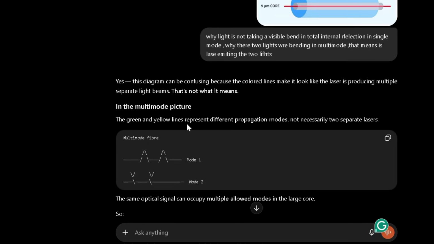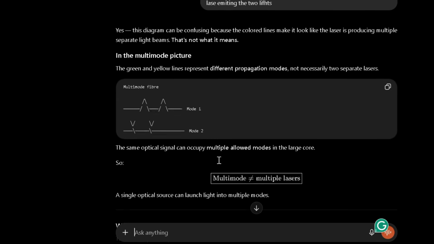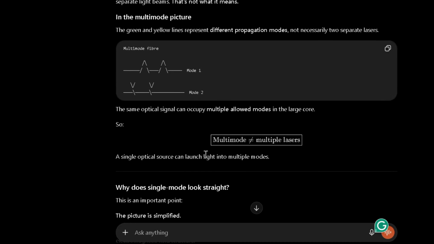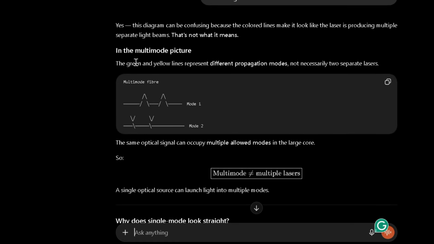In the multimode picture, the green and yellow lines represent different propagation modes, not necessarily two separate levels. Multimode fiber: yes, the same optical signal can occupy multiple allowed modes in a larger core. That does not mean multimode means multiple sources. A single optical source can launch light into multiple modes. The green and yellow lines are two modes of propagation of light.